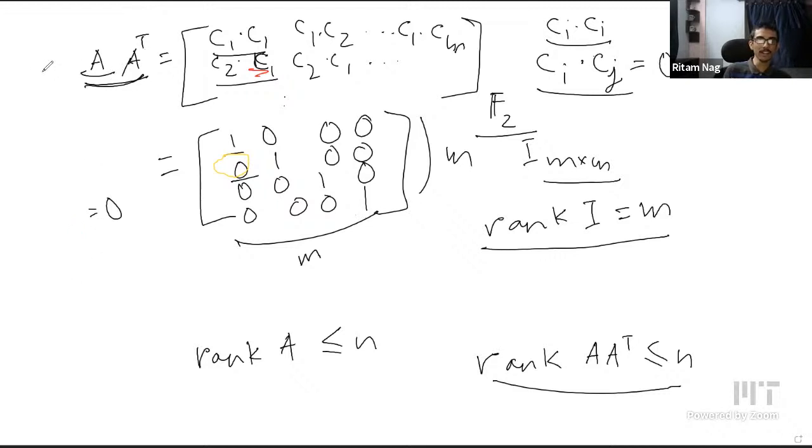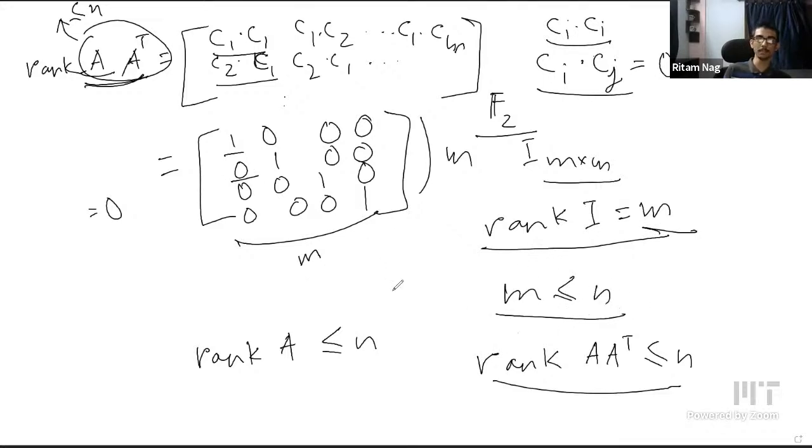So the point is that the rank of this thing is at most n. But the rank of the right-hand side is precisely m. So we get that m is at most n. This is a simpler explanation.